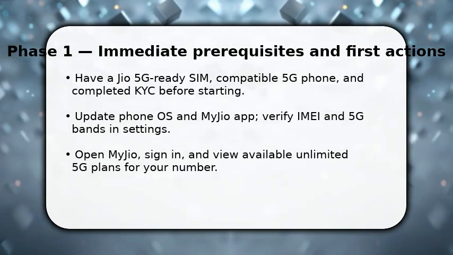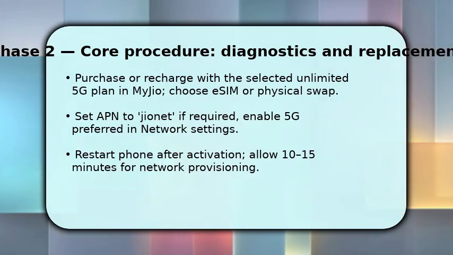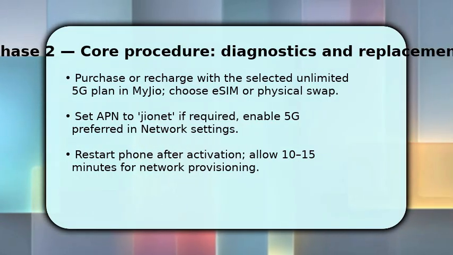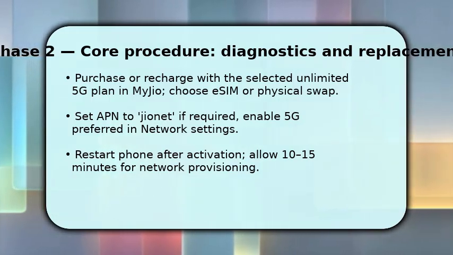You'll now purchase and activate the unlimited 5G plan. In My Jio, pick the desired plan, confirm payment, and accept any eSIM instructions or schedule a physical SIM swap.